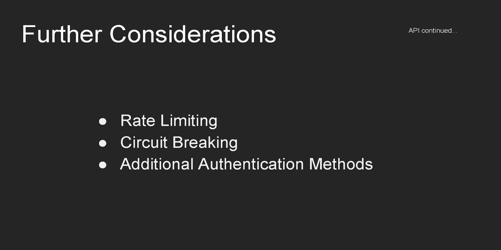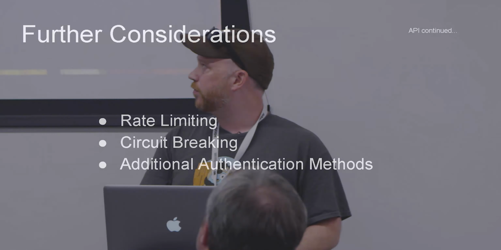Further considerations: rate limiting, circuit breaking, additional authentication methods. We would probably want to make sure that we're not executing functions to downstream services that are reporting unhealthy. We also may want to make sure that we're not taking in a whole bunch of POST requests that may be trying to perform a denial of service on us, so we rate limit inbound requests. The cache. Already really went through that. We don't have a lot of time left.